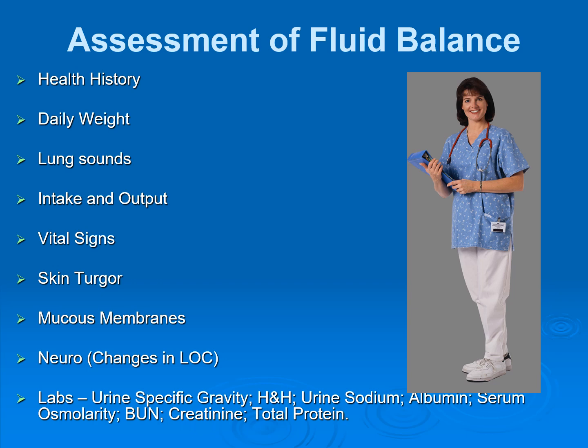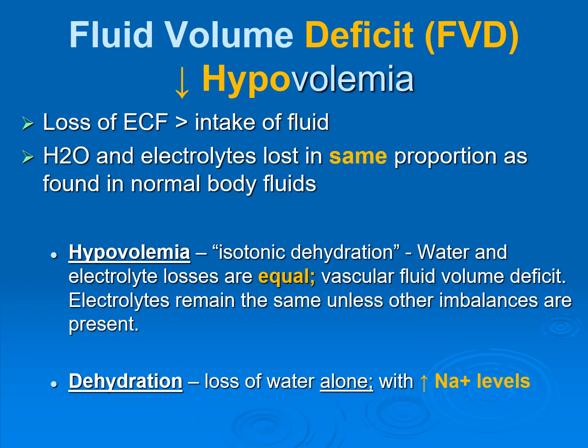And then labs: urine specific gravity, H&H, urine sodium, albumin, serum osmolality, BUN, creatinine, and total protein all can tell us about their fluid balance. So with fluid volume deficit, there's a loss of ECF and it's greater than the intake of fluid. Water and electrolytes are lost in the same proportion as found in normal body fluids. So that causes the hypovolemia. It's really dehydration. Water and electrolyte losses are equal.